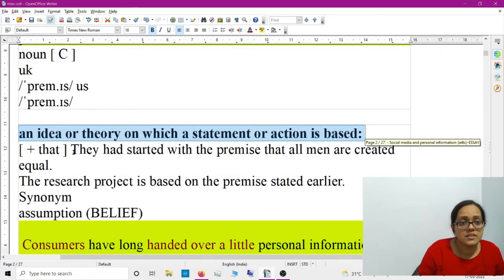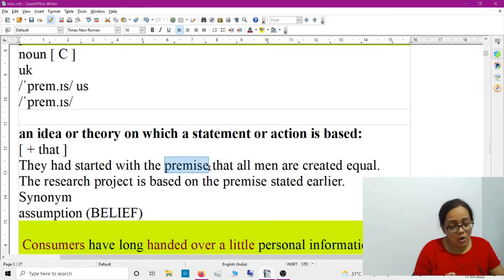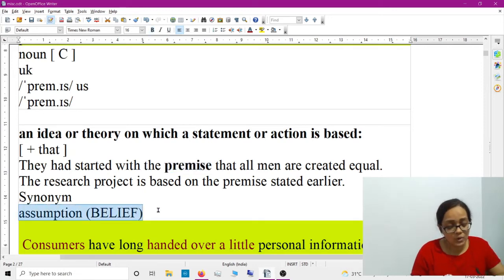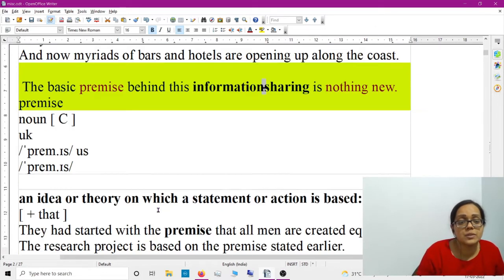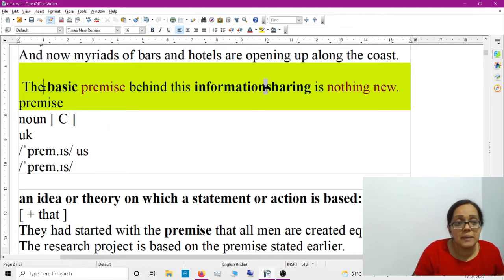So some sentences are, they had started with the premise that all men are created equal. So all men are equal, right? Idea. So premise means assumption, or you can say belief. Theory, belief, idea, concept. So the basic information, see how they are using the adjective of basic. The basic information behind this information sharing is nothing new.